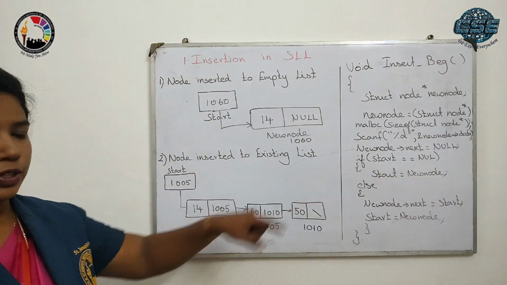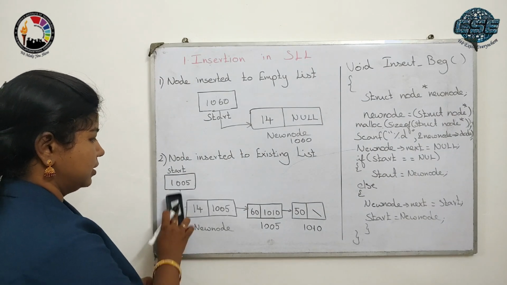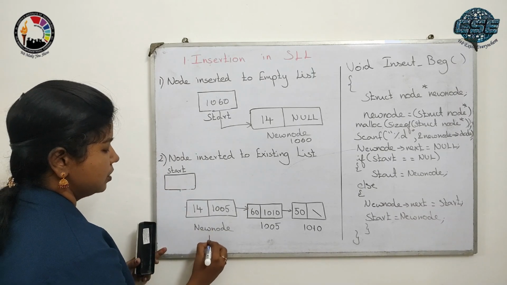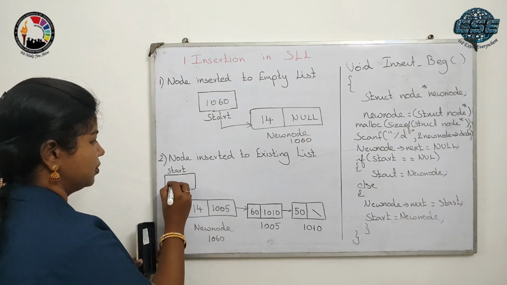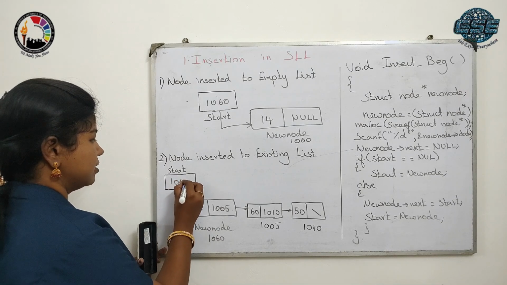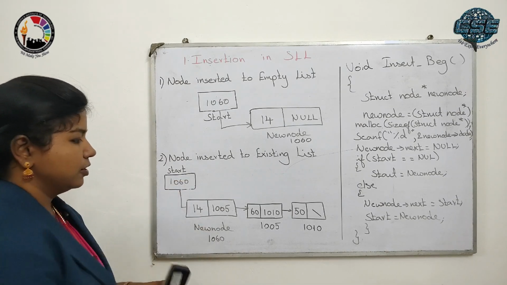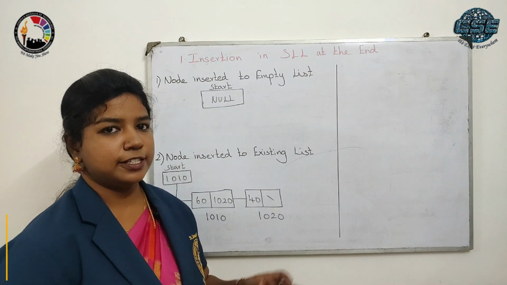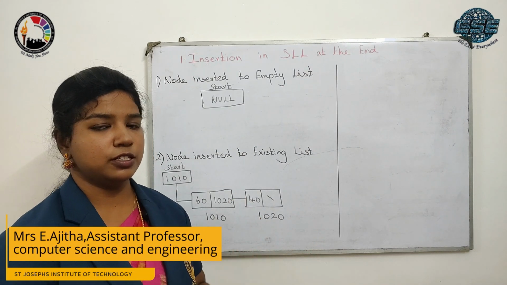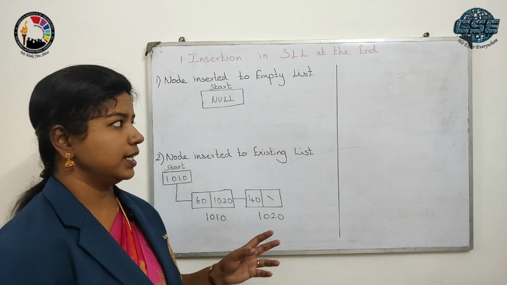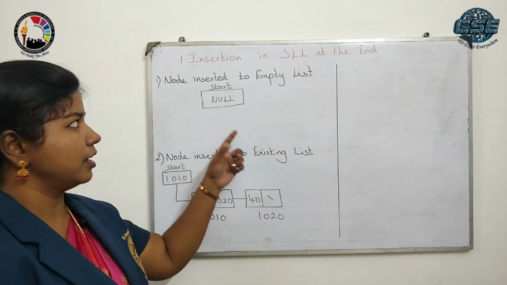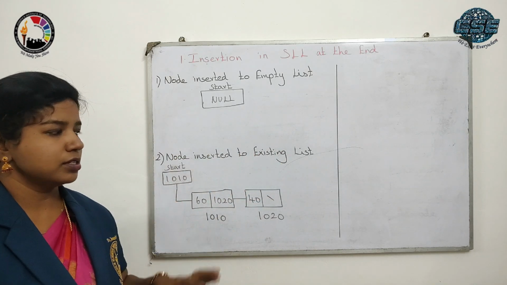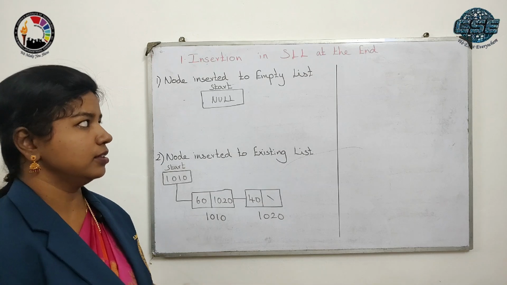This is the end of your singly linked list. So the start will get the address of new node. 1060 is the new node's address, so here you will have the address 1060. So the new node is inserted at the beginning of your linked list. The next operation we are going to see is insertion at the end of your singly linked list. Here also you will have two cases: the node is inserted into an empty list, and the node is inserted into an existing list.